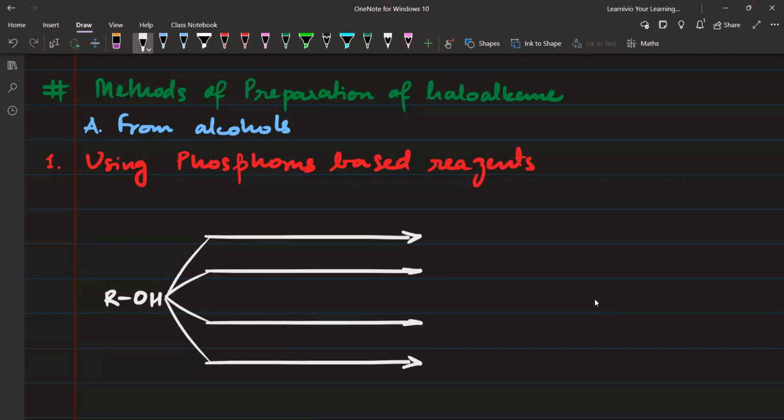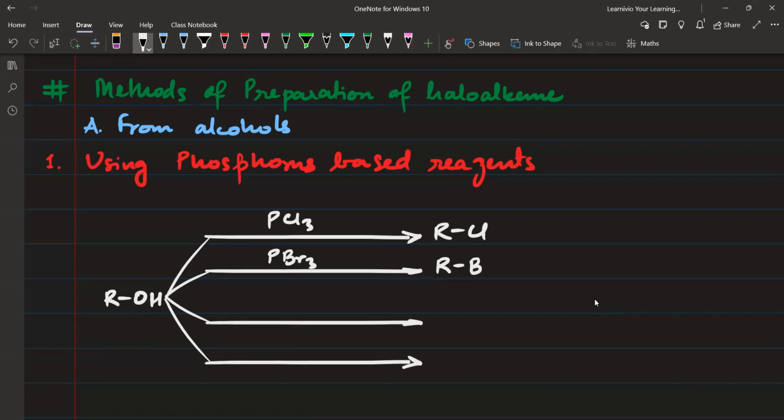It is very easy. If you have PCl3, then OH will be replaced by Cl. Wherever you have OH, instead of OH, you will write Cl. If you have PBr3, then whatever the alkyl group R is, you will write it as it is. Wherever the OH is present, you will add Br there.